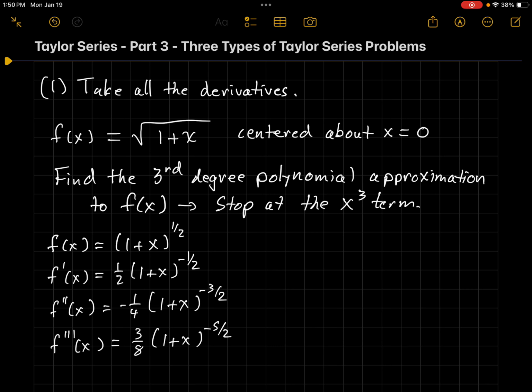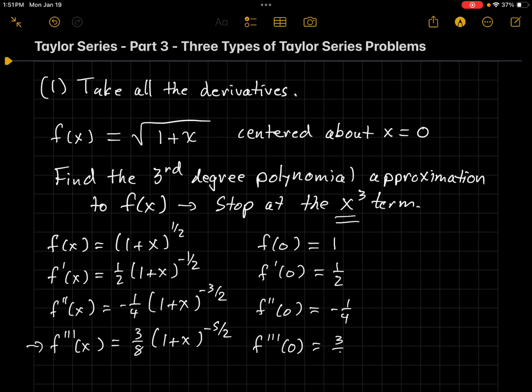Why do we stop at the x cubed term? That is, why do we stop at the triple prime? Because that's going to give me the coefficient for the x cubed term. And then I need to find the values at 0. So f of 0 is 1 to a power, and 1 to any power is 1. F prime of 0 is 1/2 times 1. F double prime of 0 is negative 1/4 times 1. And f triple prime of 0 is 3/8 times 1.